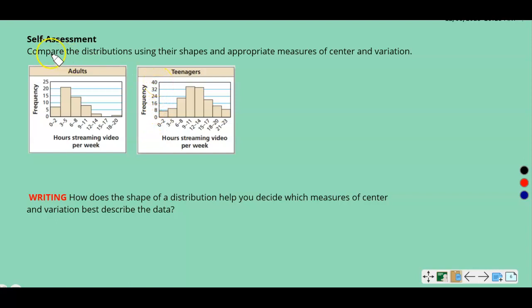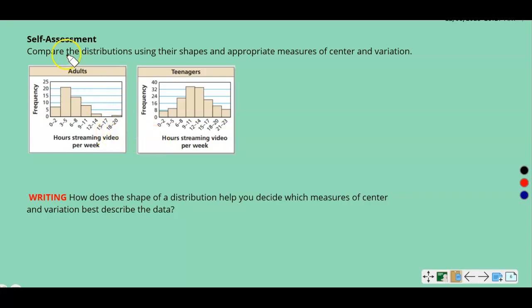So I want you to compare the distributions. Take a minute, just think about that, jot something down, and then come back and we will talk about it. All right, hopefully you paused the video and you took a few minutes to collect your thoughts about this and jot something down.